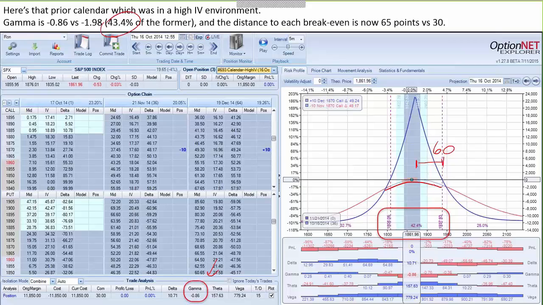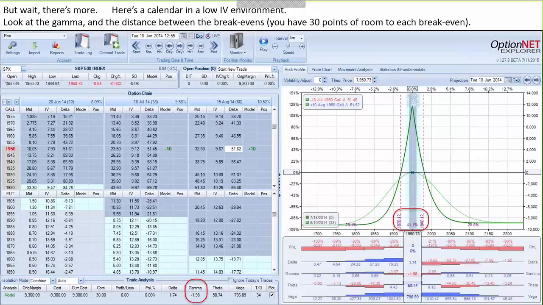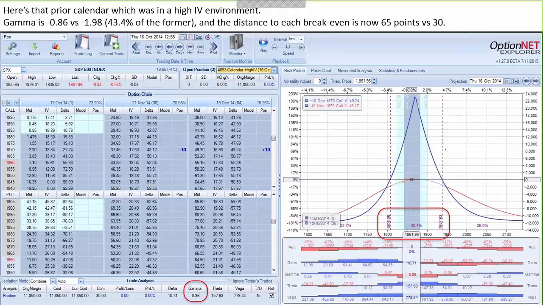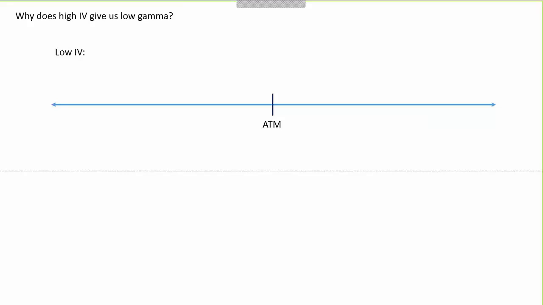Now notice the expiration is the same, okay? If I go back, it's roughly the same. I got as close as I could, right? 38 versus 36 days, right? One is low IV, one is high IV. But the calendars look completely different, right? Why? Okay, well, let's look at that. So, why does high IV give us low gamma and vice versa, right? High IV, low gamma, low IV, high gamma, right? So let's try and understand that.